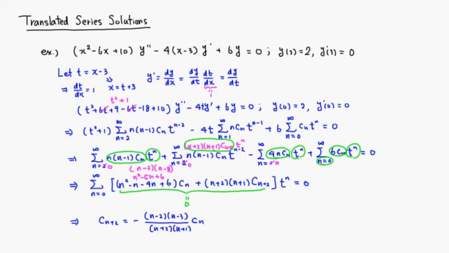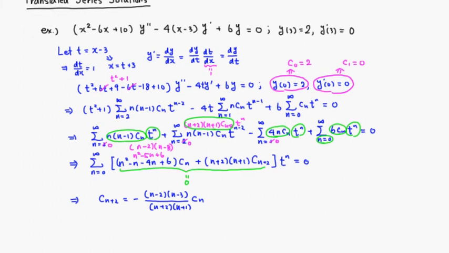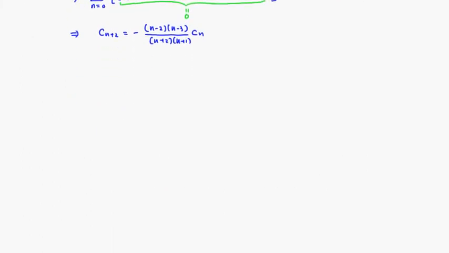If you look at the initial condition, y of 0 equals 2, this will give you the C0 value. C0 is actually 2. And y prime of 0 equals 0 gives you that C1 equals 0. Since C1 is equal to 0, C3 is going to be 0, C5 is equal to 0, so all the odd terms are going to be 0. So we just have to look at the even terms.